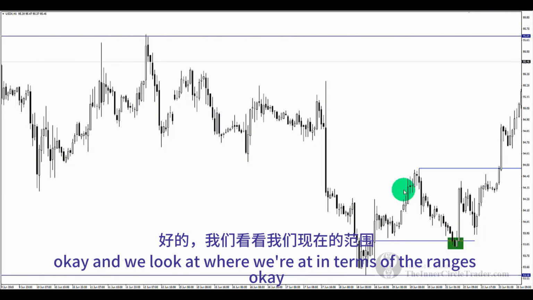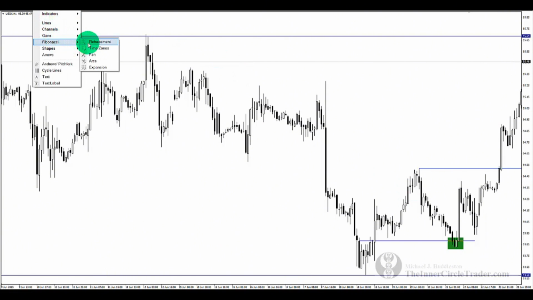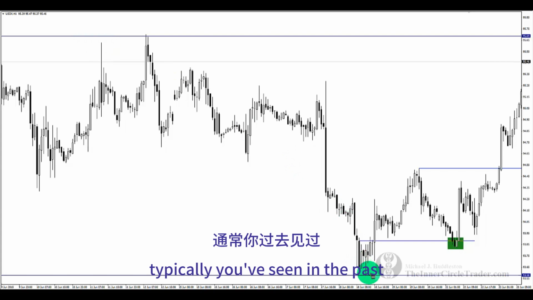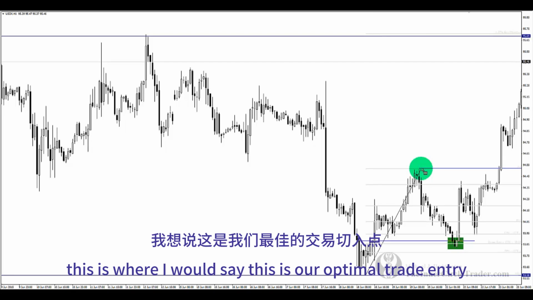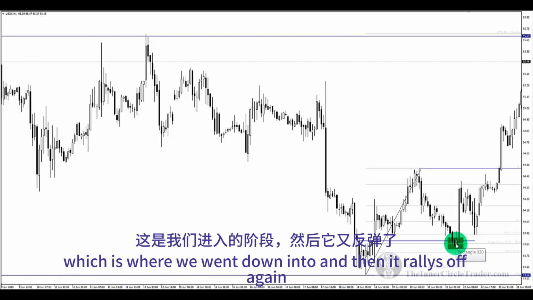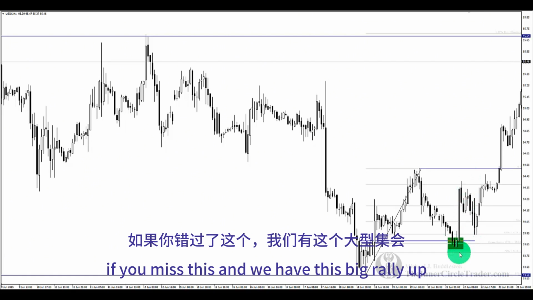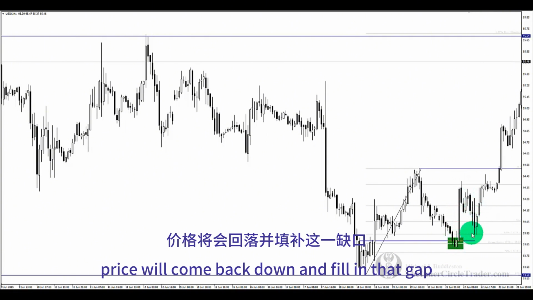ranges. Okay, and what I mean by that is typically you've seen in the past, especially in my early works, you would see this. This is where I would say this is our optimal trend entry, and we would be getting long around that sweet spot, which is where we went down into, and then it rallies off again. If you miss this and we have this big rally up, it creates a liquidity void. Price will come back down and fill in that gap.